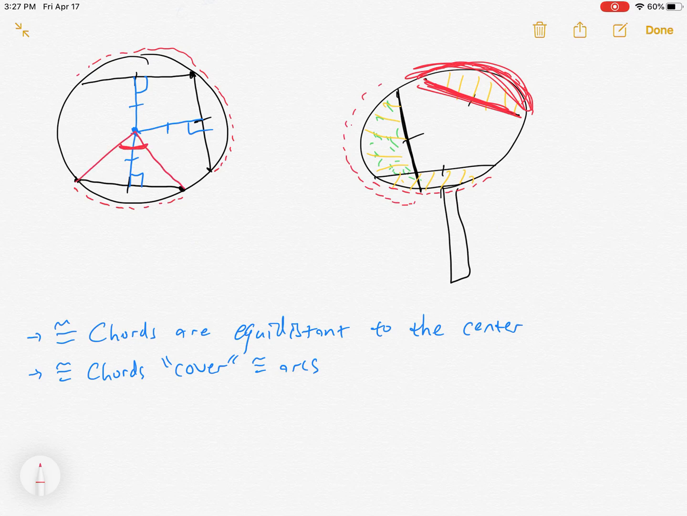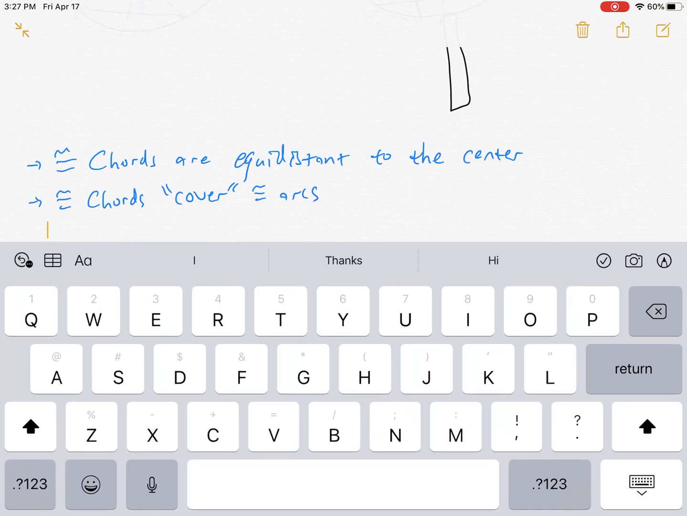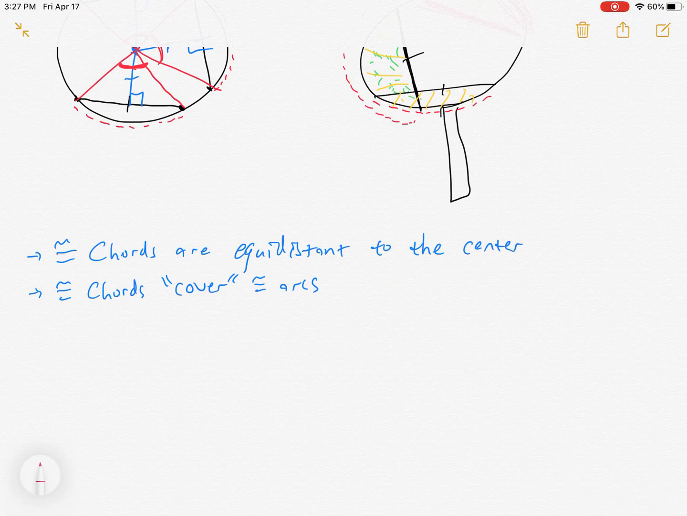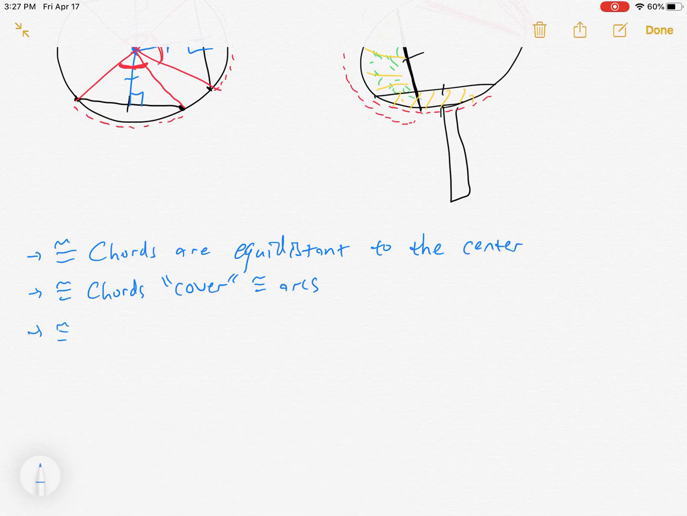If they cover congruent arcs, well, remember we talked about congruent arcs? We said that their measure is equal to the central angle. So what do you think about that angle compared to this angle? Yeah, they're congruent. And this one too. So congruent chords also cover congruent arcs, and congruent arcs open up to congruent central angles.